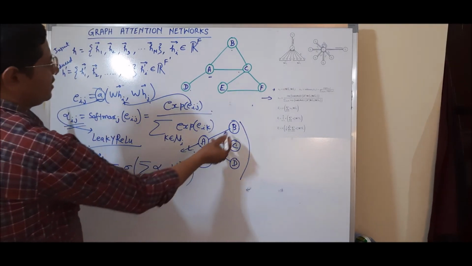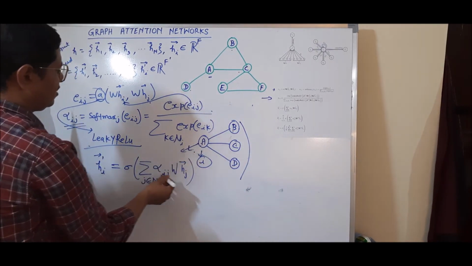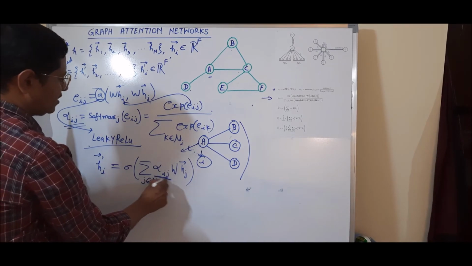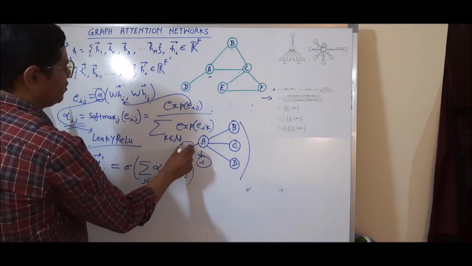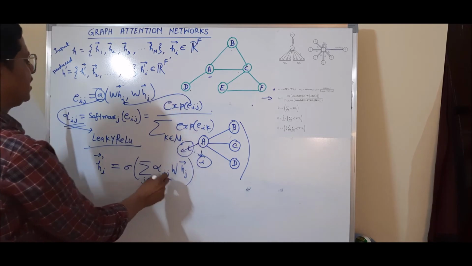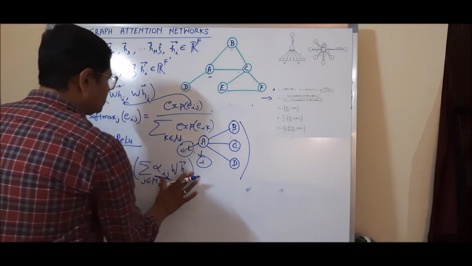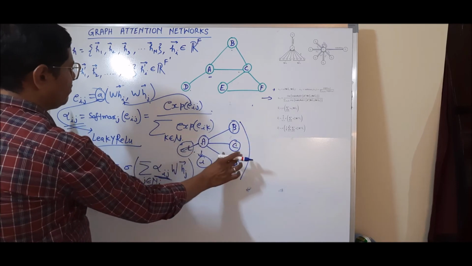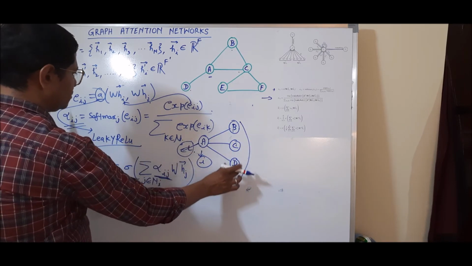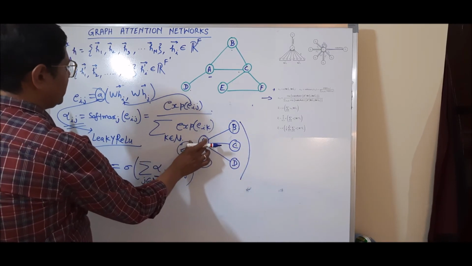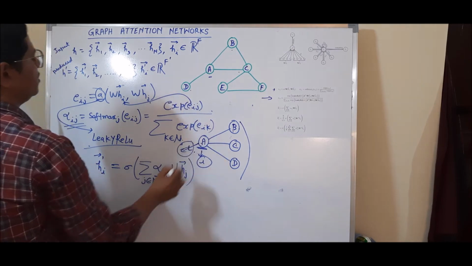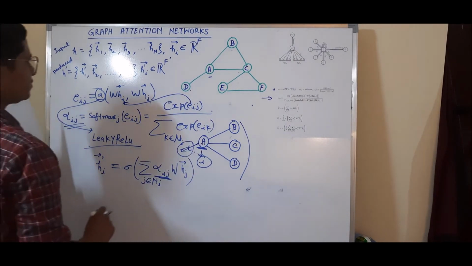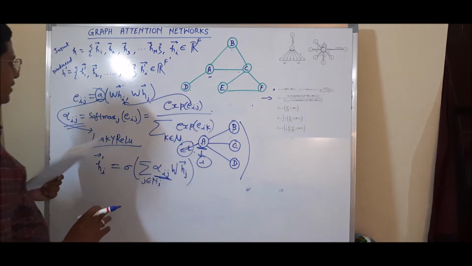So it may be like B, C, D, with all it will be multiplied with this contextual importance that we computed here. By this way you can get the impact of relative importance of those nodes in the final embedding output for the source node A. So this is one of the ways.